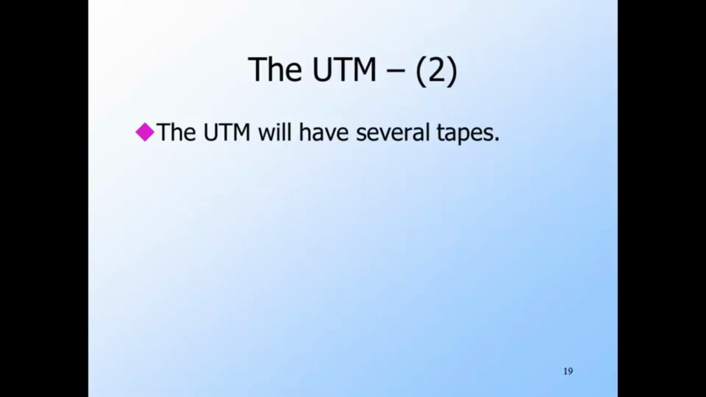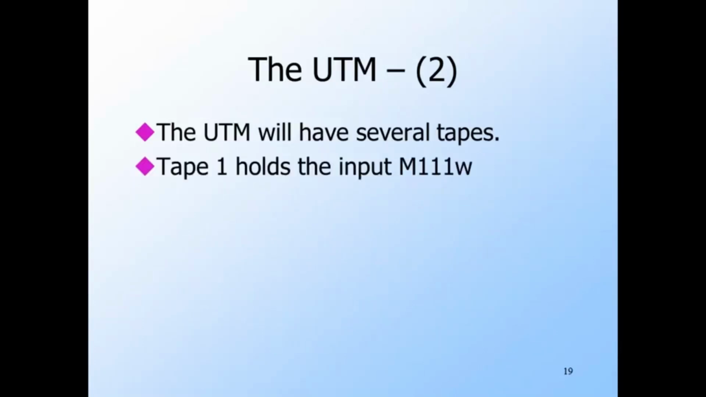We'll design the universal Turing machine as a multi-tape machine. The first tape will hold the input, and we never change that. The second tape is used to represent the current tape of M during the simulation of M with input W. We'll discuss this representation shortly.